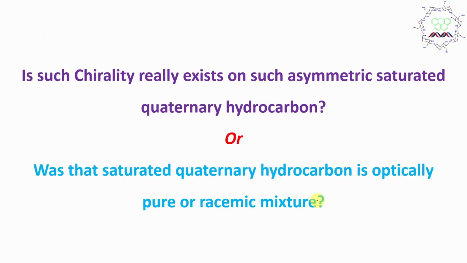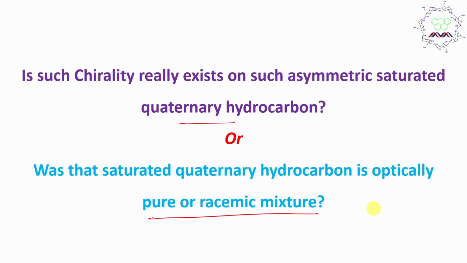So they show cryptochirality. Now a question you may think: does chirality really exist in some asymmetric saturated quaternary hydrocarbon? Or you can say, sir, the optical rotation is very small. So is it almost a racemic mixture or a pure chiral compound? That's an important question. Since the specific rotation value is very small, from optical rotation measurement it is very difficult to conclude.